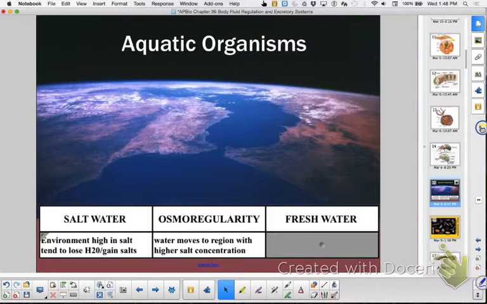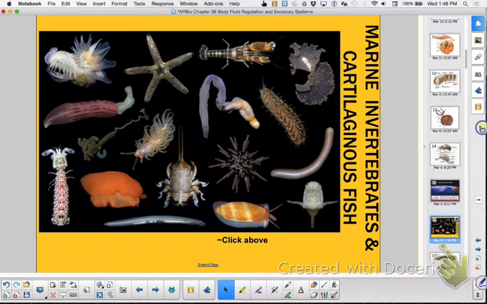If you're in freshwater, this is reversed. Assuming it's unpolluted, your body is probably hypertonic, and water is going to want to flow into you. So you have a different battle depending on where you live. Let's look at some strategies to take care of this.